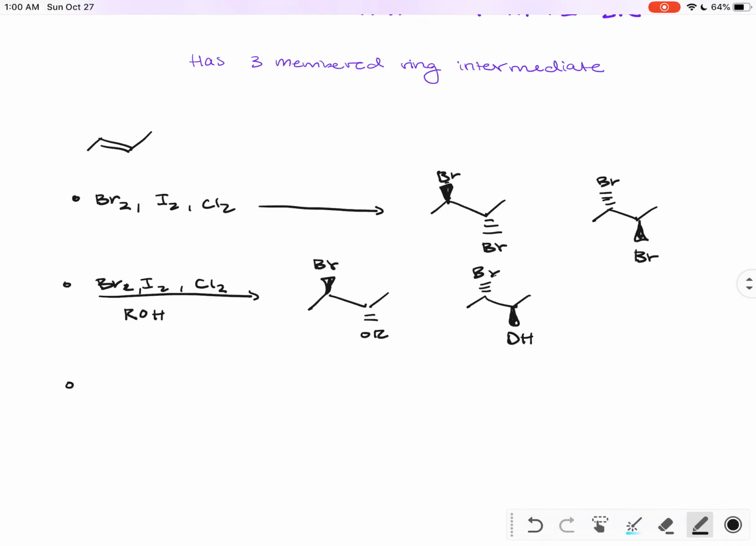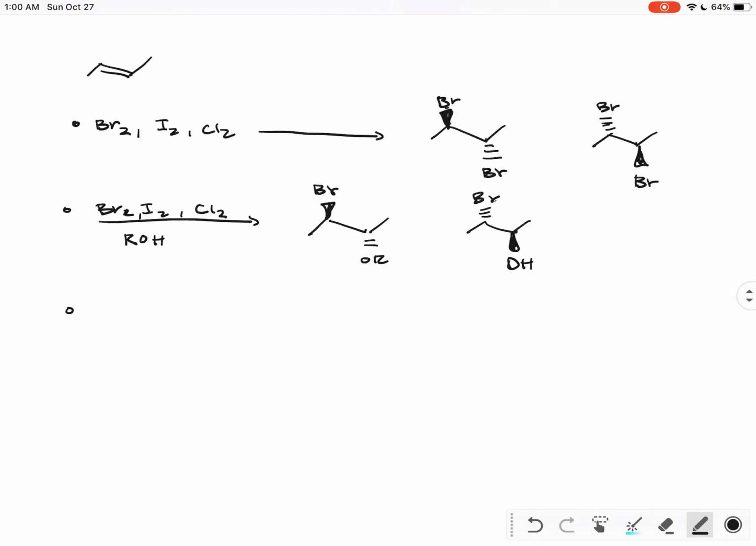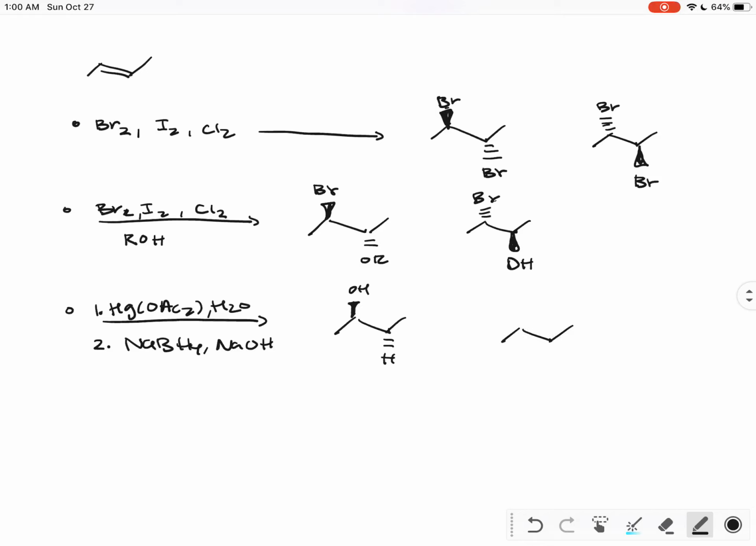And we can do oxymercuration as well. So that'll give us HgOAc2 and NaBH4, NaOH as our reagents, and our products will be OH and hydrogen, and it's an enantiomer, of course, as well.